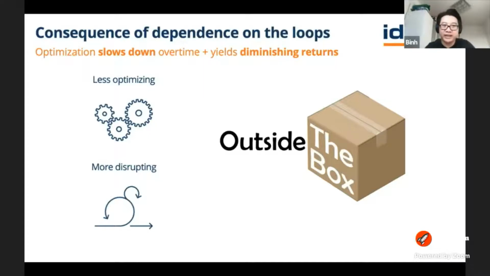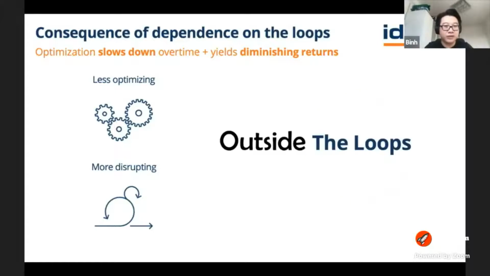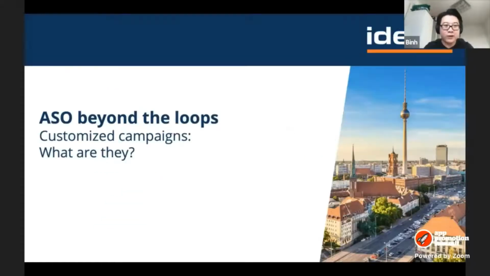The ASO loop's problem is that your optimization efforts tend to slow down over time, and they also yield diminishing returns. So at idealo, at some point, we started wondering: maybe it's time to optimize less, maybe it's time to disrupt more, maybe it's time to go outside of the box to explore more. And by going outside of the box, I mean going outside of the loop. So how does it work?